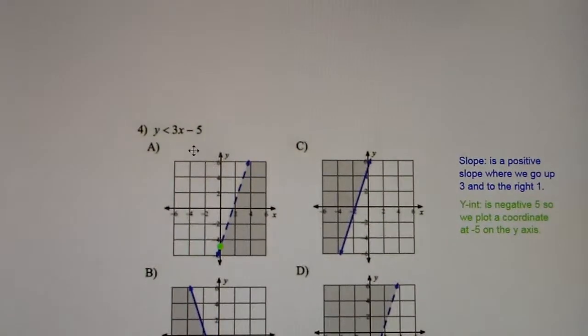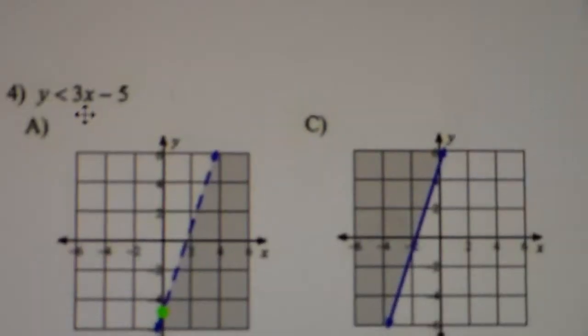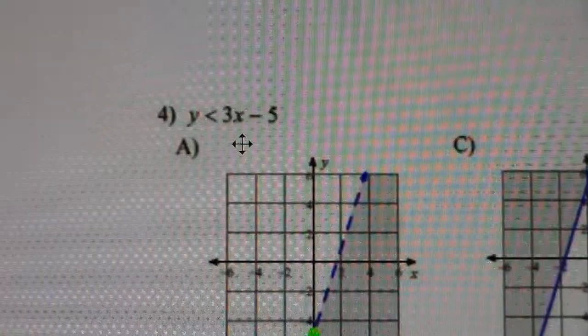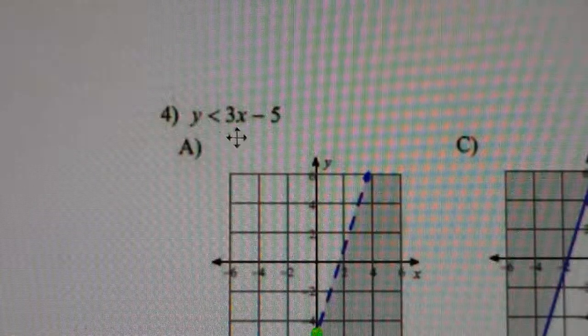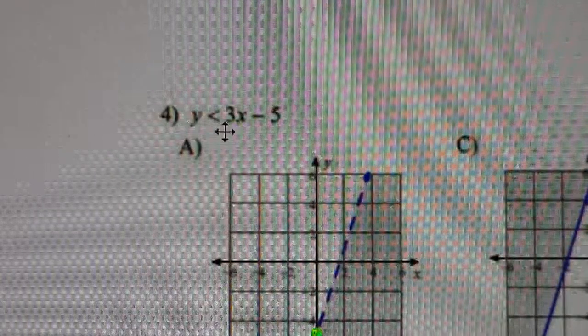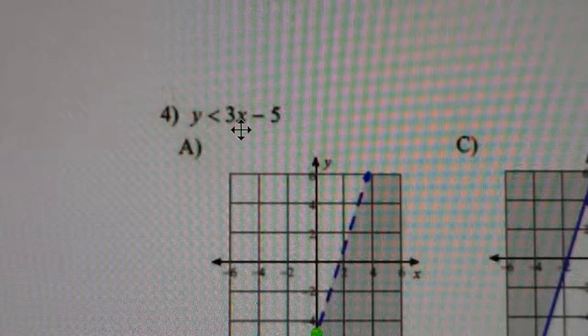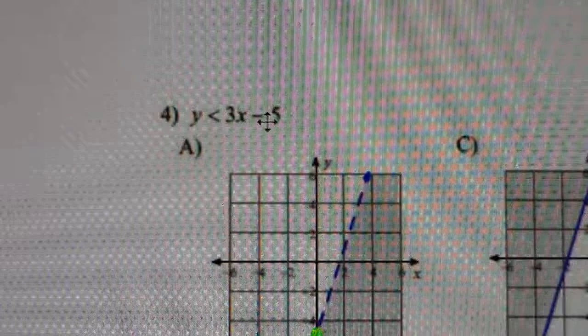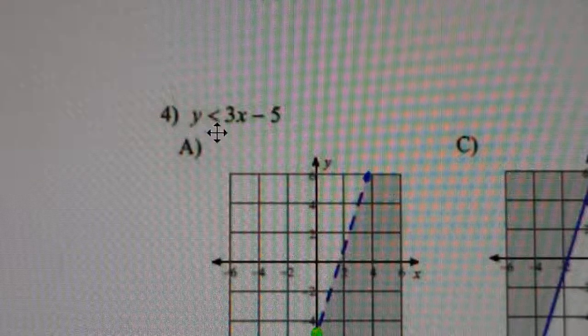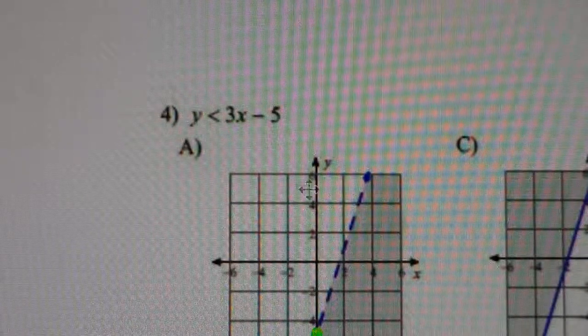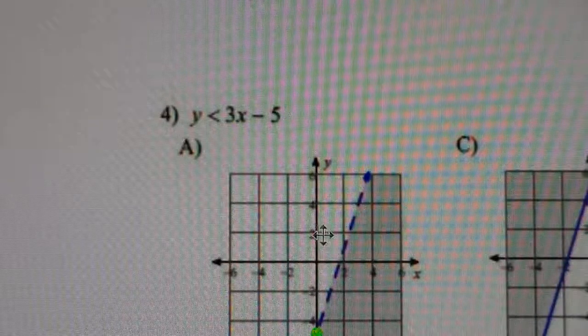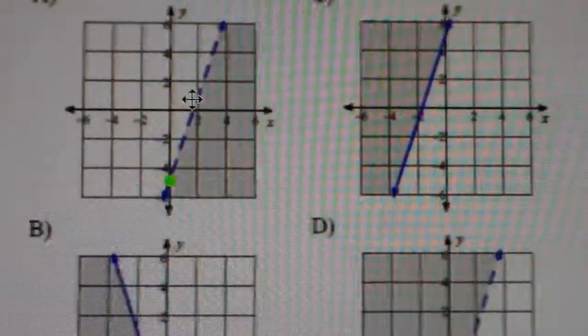So we look at the equation that's given to us. It says y is less than 3x minus 5. We put 0 in for y, 0 in for x. 3 times 0 is 0. 0 minus 5 is negative 5. 0 is less than negative 5. Well, that's a false statement. 0 is not less than negative 5.